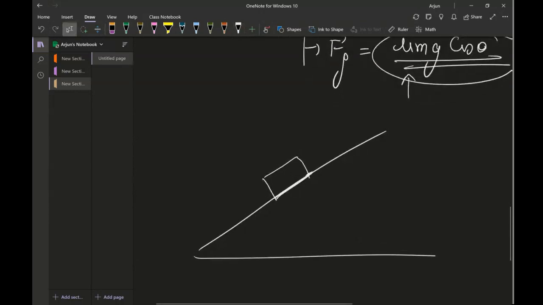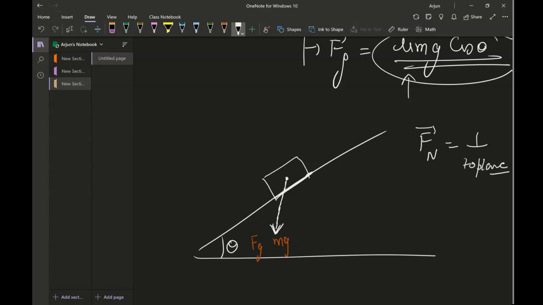In this case, the object, as I said, is placed on an inclined plane at an angle theta. So I'll try to draw the free body diagram for this one. Gravity always acts in the downward direction, so I'll show the gravity straight downwards. This will be mg. Fg equal to mg. Now, normal force means Fn. Fn always acts perpendicular to the plane. So which plane? The inclined plane. This is an inclined plane at an angle theta. So normal to this one will be like this.